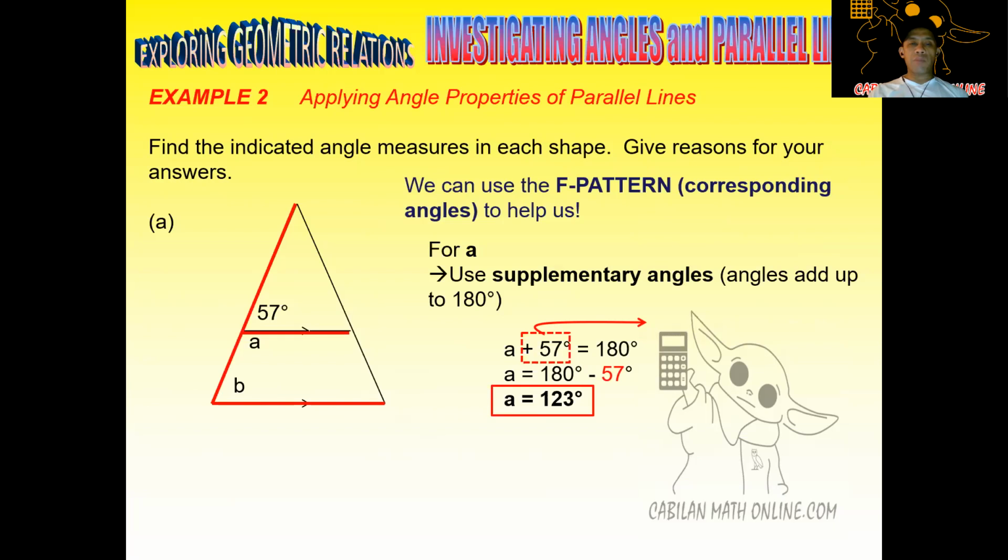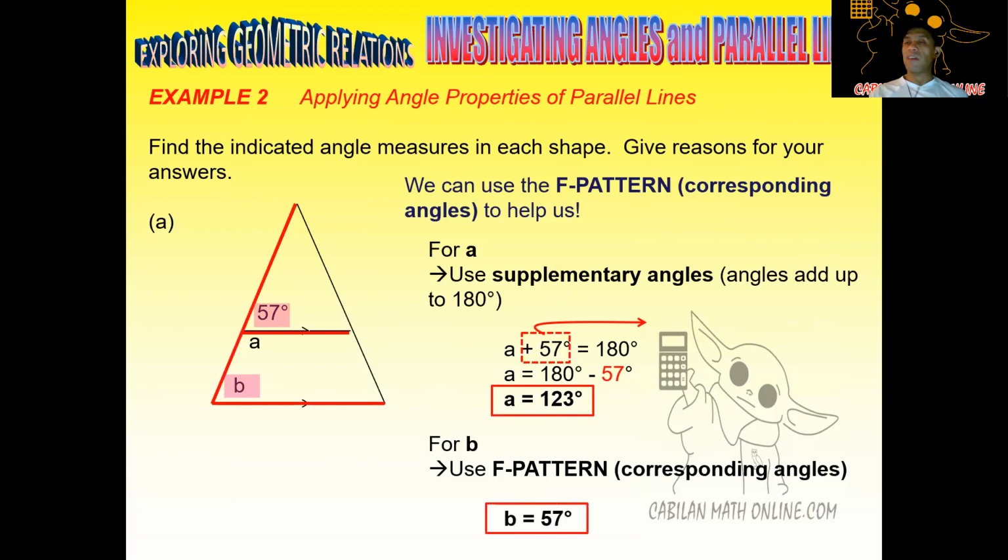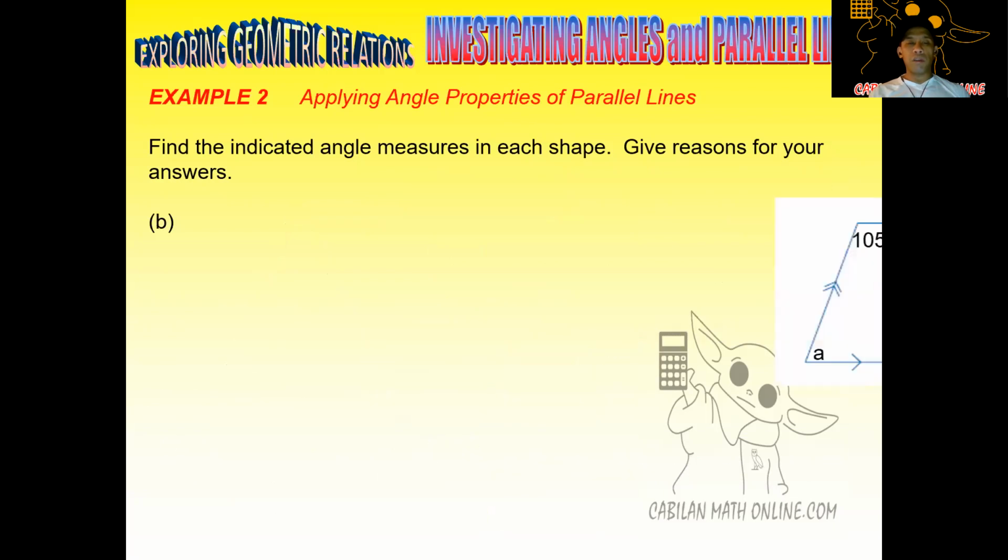And last but not least, for part B, we can use the F pattern directly and see that angle B is an angle of 57 degrees, the same. So angle B would be 57 degrees, just using the F pattern directly. So you've just now seen two examples of parallel lines and the angle properties between them.